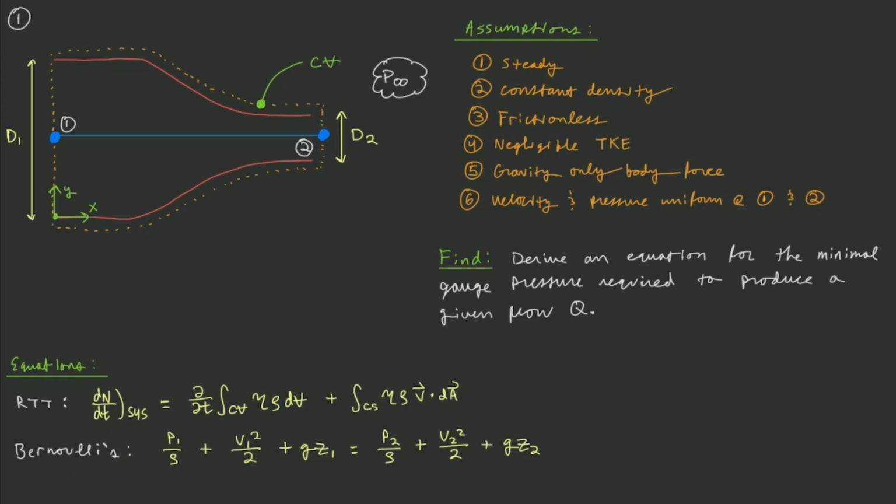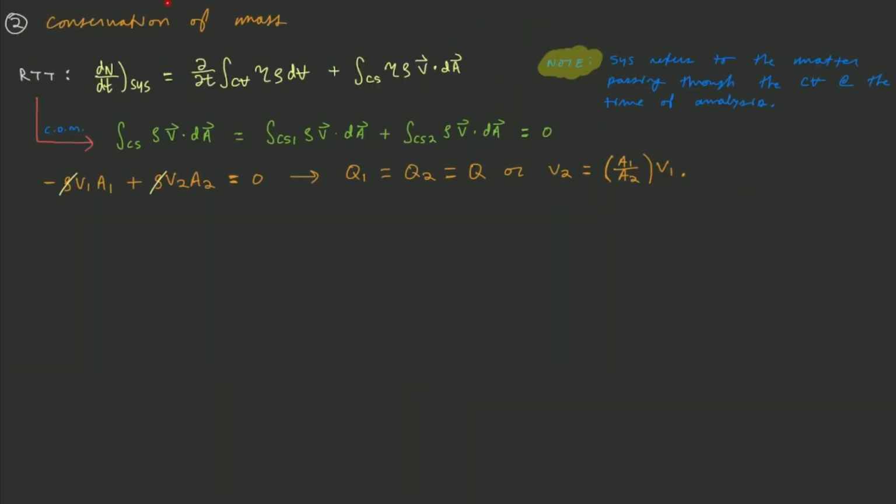Bernoulli's equation is from a previous video where we derived it, and it essentially says that the total pressure of the flow is equal to a constant. So P1 over rho plus V1 squared over 2 plus g z1 is equal to P2 over rho plus V2 squared over 2 plus g z2. So now we're going to look at conservation of mass through the lens of Reynolds transport theorem. And to start, we're going to remind ourselves what the system is in Reynolds transport theorem.